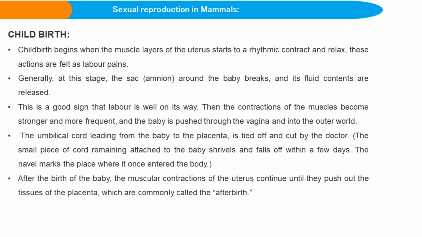The umbilical cord leading from the baby to the placenta is tied off and cut by the doctor. A small piece of cord remains attached to the baby; later it shrivels and falls off within a few days. After the birth of the baby, the muscular contractions of the uterus still continue until they push out the tissue of the placenta. Whatever remaining tissues are there, they will all be pushed out. That is called afterbirth. Till then the muscular contractions still continue.